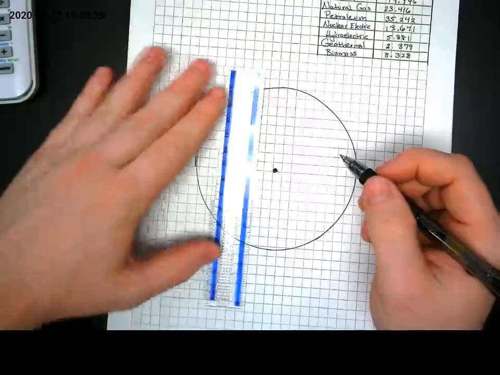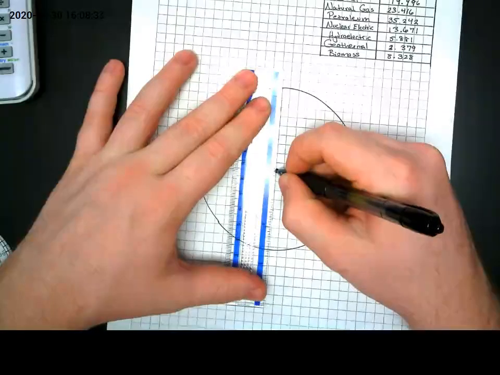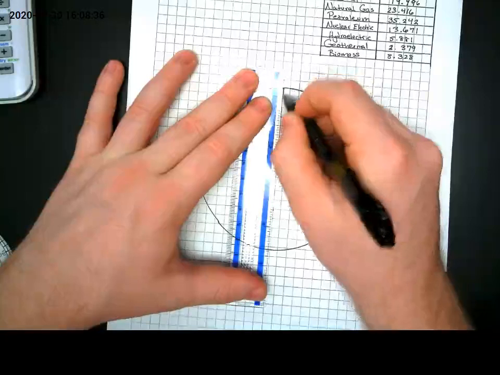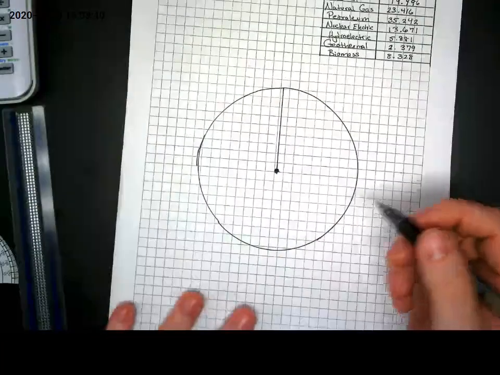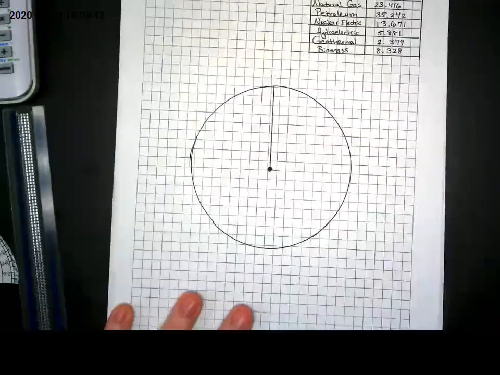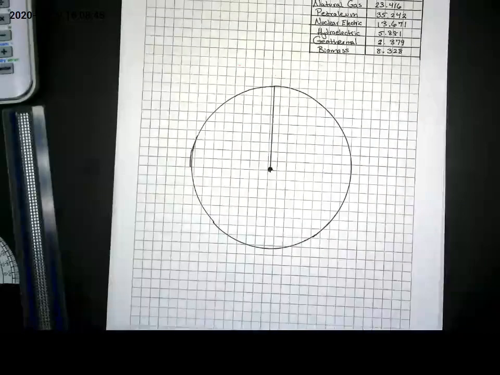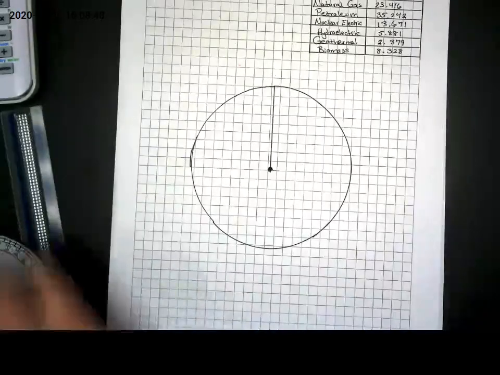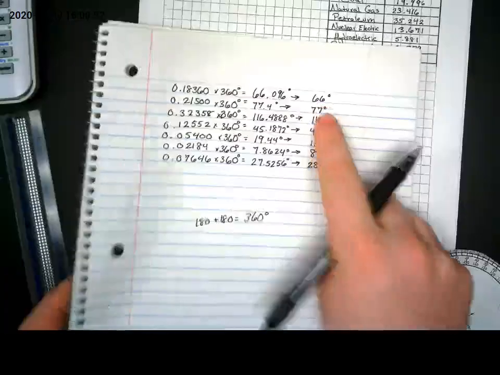Now what I'm going to do though is I am going to use my ruler here, and I'm going to draw. This is going to be my starting line. That's my starting line there, okay? And that starting line is going to basically start my first degree, okay? And my first degree, remember, is 66 degrees, okay?